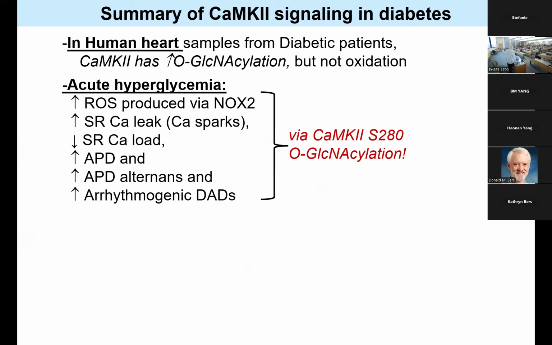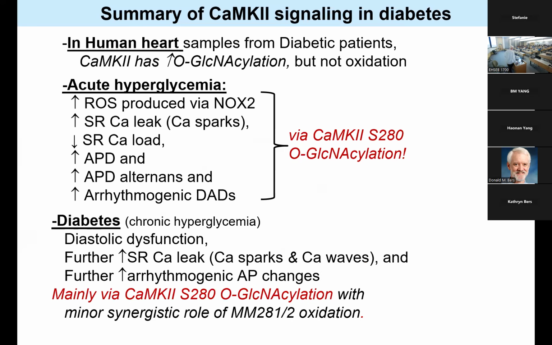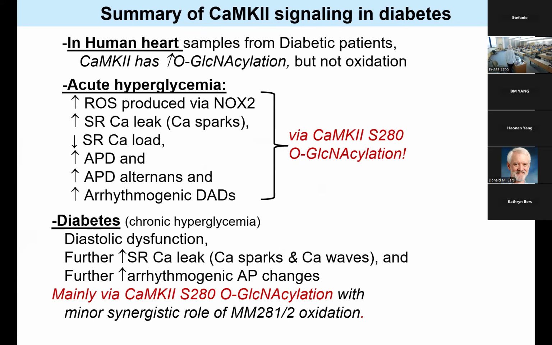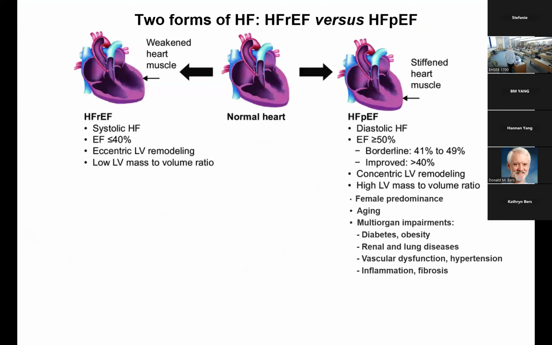And so to summarize this part, acute hyperglycemia increases ROS production, calcium leak, reduces calcium load, increases APD, alternans, and arrhythmogenic DADs. And all of those seem to be importantly suppressed by this one site on CHEM kinase. In diabetes, everything just gets worse. And there's probably a chronic part of this that may have to do with CHEM kinase's effect on transcription and altered gene expression. So it's not all immediately reversible when you isolate the cell. It's still sensitive to acute hyperglycemia.